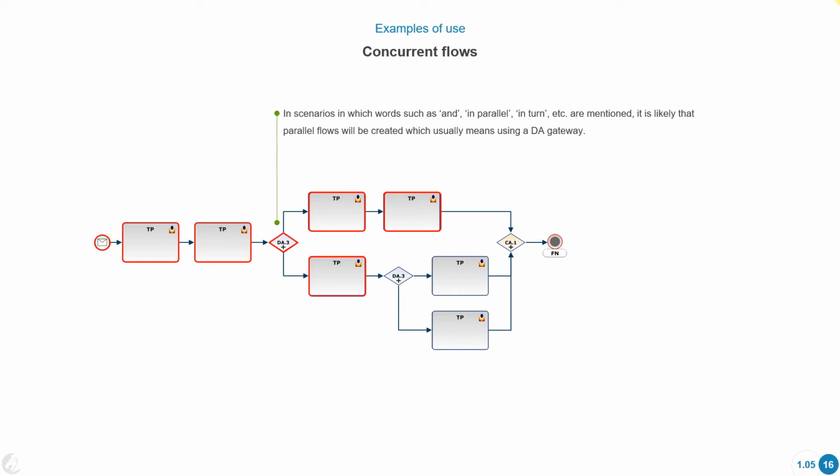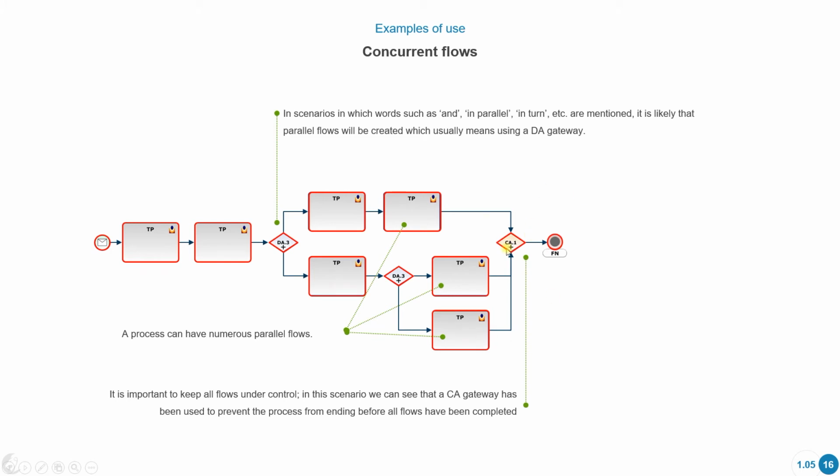Now, here we have concurrent flows, because we already mentioned earlier that a DA gateway is going to allow us to have one inlet and all the outlets are going to have flow. So here I'm using a DA gateway and I'm activating different activities in the process, okay, in parallel. Now, here I have another DA gateway. So as soon as the flow arrives here, these two tasks are activated.